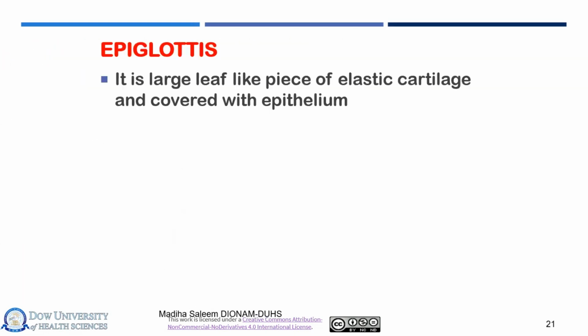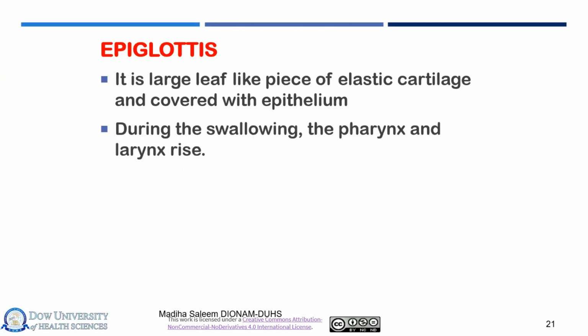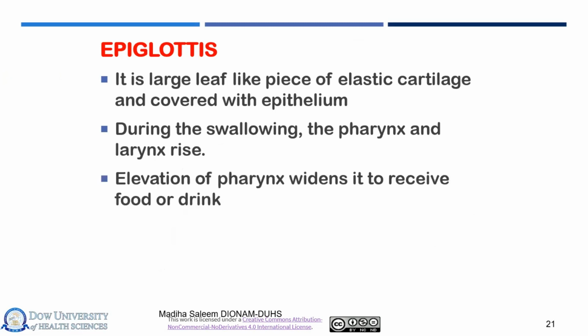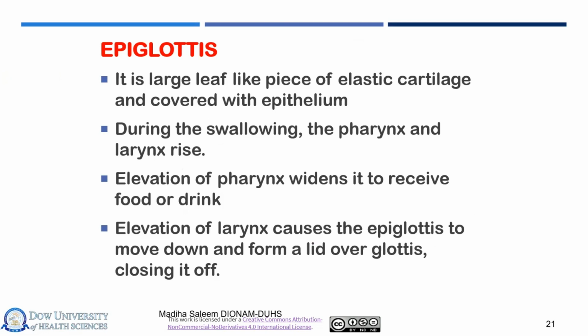Epiglottis. It is a large leaf-like piece of elastic cartilage covered with epithelium. During swallowing, the pharynx and larynx rise. Elevation of the pharynx widens it to receive food or drink. Elevation of the larynx causes the epiglottis to move down and form a lid over the glottis, closing it off.